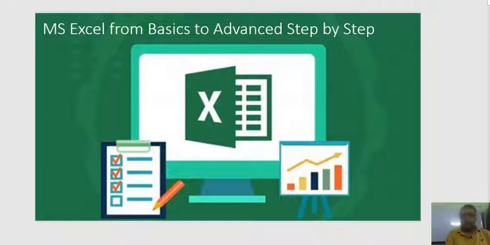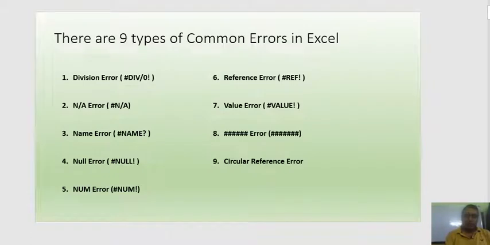Right, coming back to business, today we will be learning something about Microsoft Excel, as I already told you. So today we will be learning about the common errors that we usually commit in Microsoft Excel. So basically there are 9 types of common errors that we commit in Microsoft Excel. They are the div error, NA error, the name error, the null error, the num error, reference error, value error, hash error, and the circular reference error.